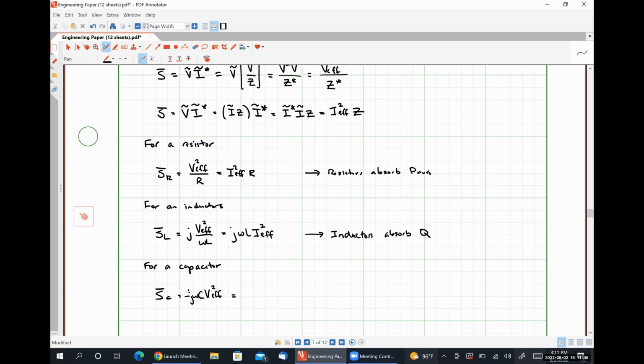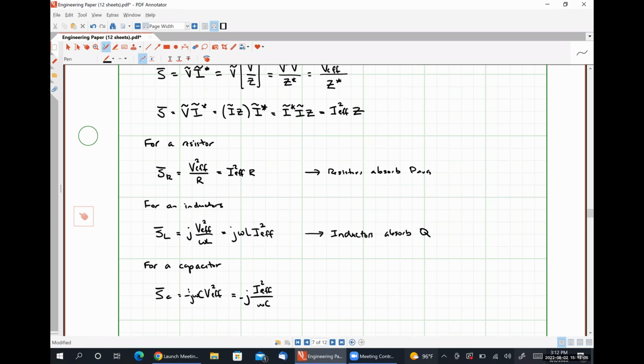And in terms of our current, we're going to have I effective squared over j omega C, and 1 over j looks like negative j in the numerator. From this, we can see that capacitors supply reactive power.